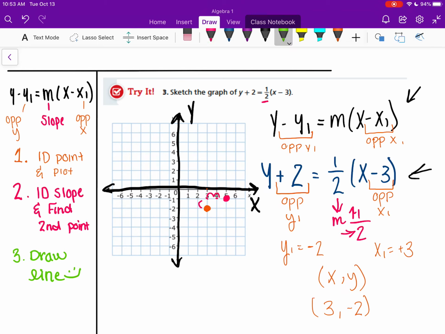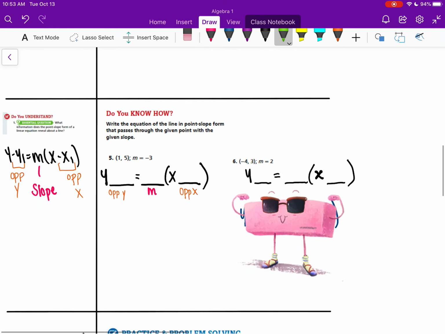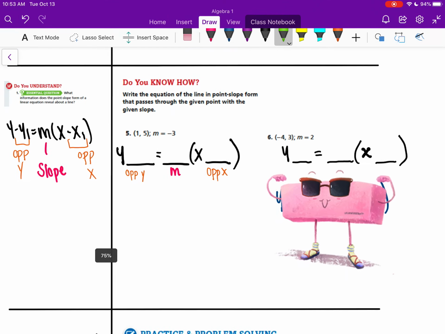And now last but not least, we just connect those dots. But we don't just stop there, we actually draw an entire line, and we put arrows on both ends because a line goes on and on forever. And that's all we had to do for that. We had to identify the point from the given equation and then use the slope to graph it. Let's do some more problems together. We're actually going to turn the page and do number 5 and 6, because that's the practice that we want.